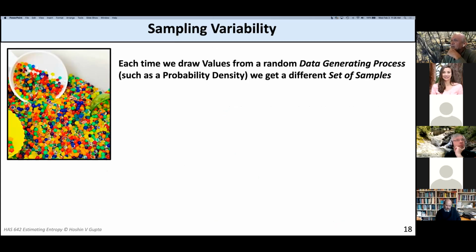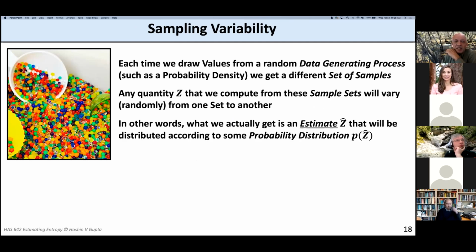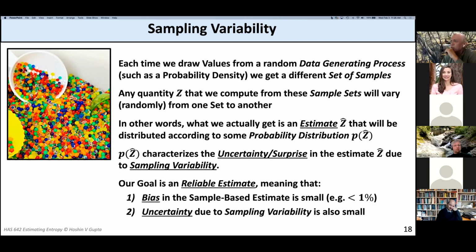Okay. This is just about sampling variability, which means every time we draw values from a sample, we get a different set of samples. Any statistic we calculate from that is going to have a distribution, and that characterizes the uncertainty in your statistic, right? And you want to be able to estimate that, and bootstrapping is a common way of doing that. So our goal is a reliable estimate, meaning bias small. My target is less than 1%. And uncertainty is also small.